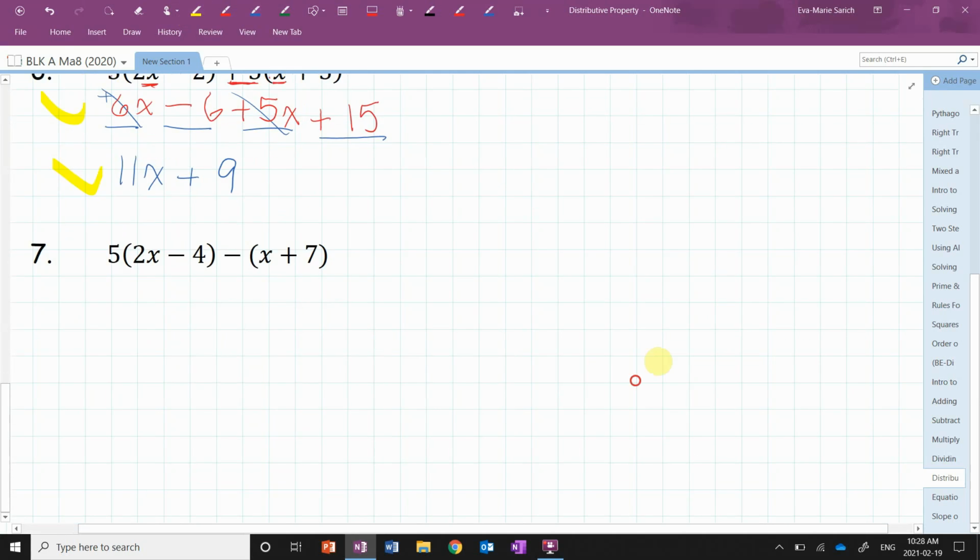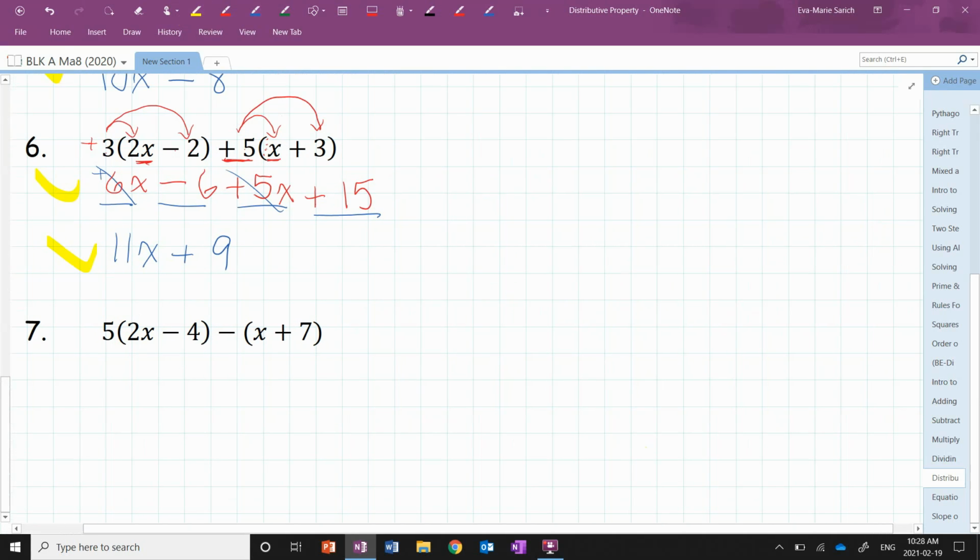Now I want to do one more because you see 2 brackets. The first one is easy. The second one is a little bit tricky. So multiply. 5 times 2 is 10, times x gives us 10x. Go to the next term. A positive times a negative is a negative, and 5 times 4 is 20.